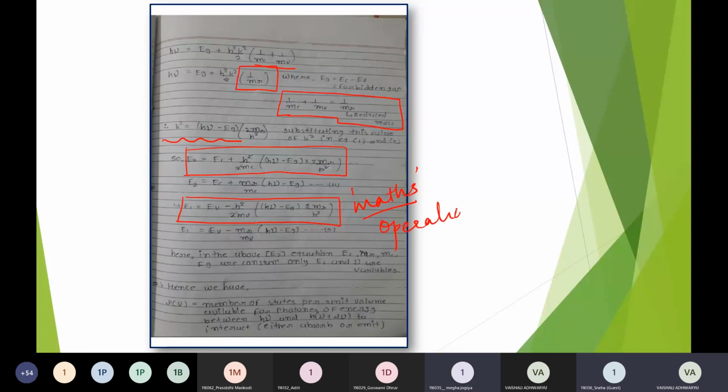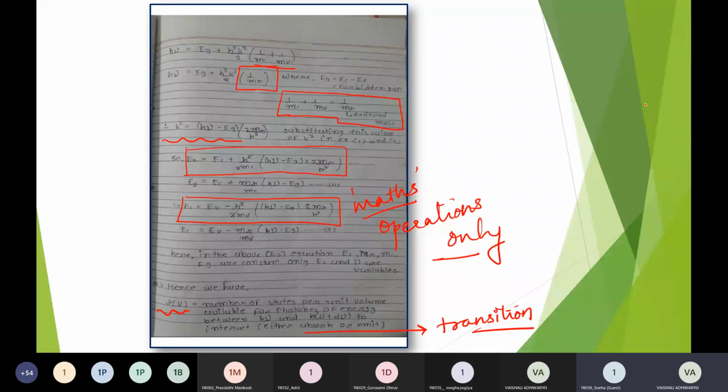So rho of nu, એટલે કે density of states is equal to number of states per unit volume available for photons energy between h nu and h nu plus d nu to interact, either absorption or emission. Emission process થાય કે absorption process થાય, h nu અને h nu plus d nu એટલી એનર્જી માં કેટલા number of કેટલા states છે એ છે number density of states.